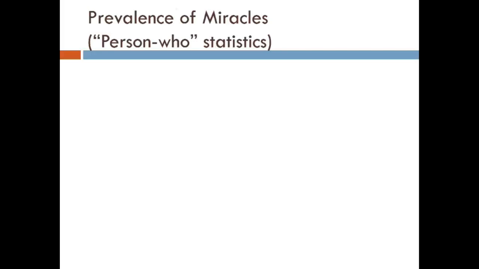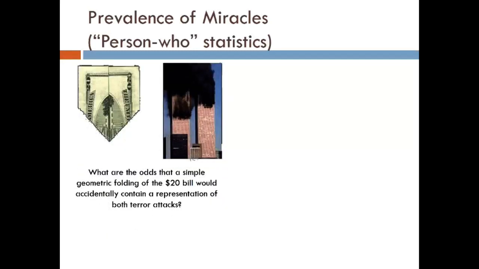Okay. So the prevalence of miracles is one of the things that contributes to our failure to recognize the probabilities of things. We oftentimes refer to these as person who statistics, because a lot of times when we hear about a person who had this happen to them, we make the mistake of thinking, oh, that outcome's probably likely, because look, it happened to this person I know, or somebody I know knows. Let's talk about it a little bit.